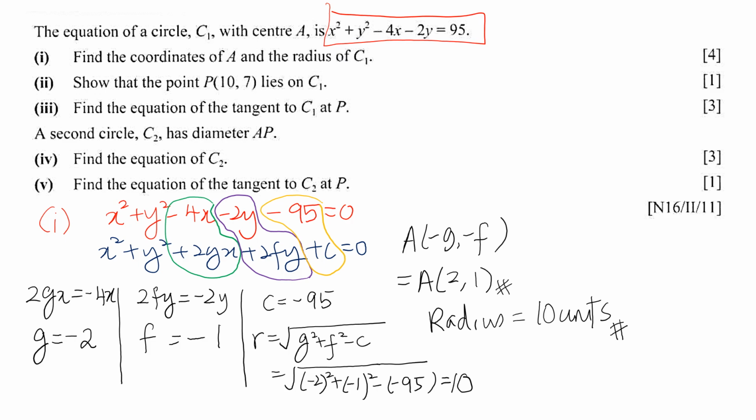Okay, so this is how you can solve it using the general form. Of course, another way of solving it is to perform completing the square. But if you're not strong in completing the square, I would advise you to just memorize the general form. Right, so that's part 1.